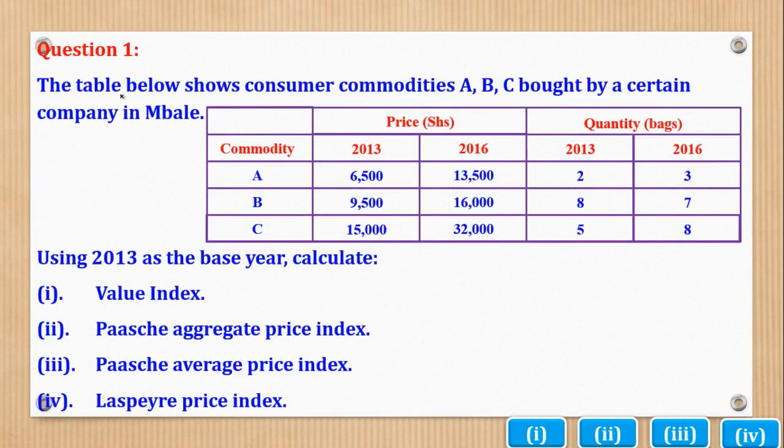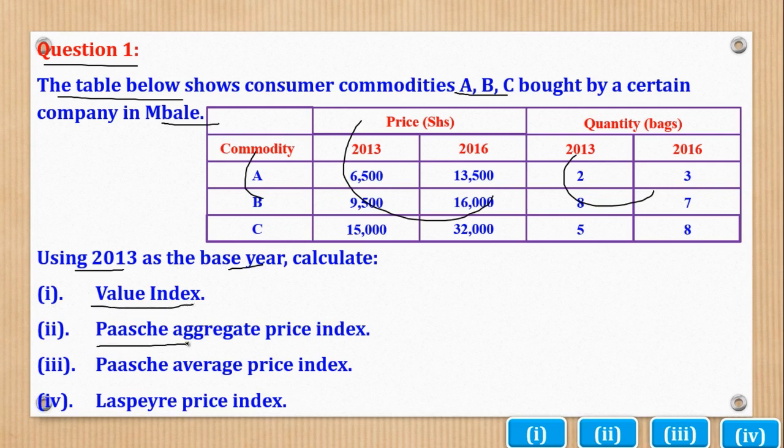Now with those formulae, we shall go through these questions. Question 1 says the table below shows the consumer commodities A, B, C bought by a certain company in Mbale, with commodity prices and quantities. Using 2013 as the base year, like I told you, always the base year will be given. Calculate: Roman 1, the value index; Roman 2, Paasche aggregate price index; Roman 3, Paasche average price index; and Roman 4, Laspeyres price index.